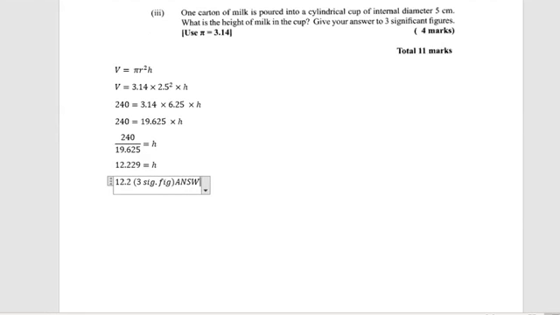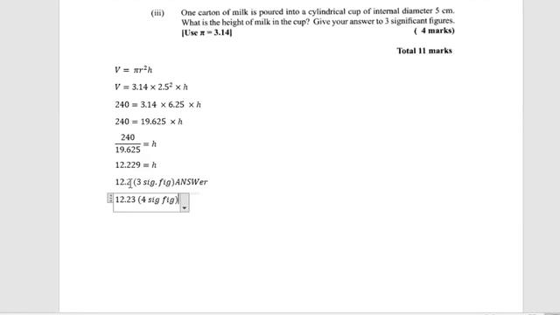If I am being mischievous, if they had asked you to write it to 4 significant figures, what would have been my answer? 12.22. 12.23. That would have been it to 4 significant figures.